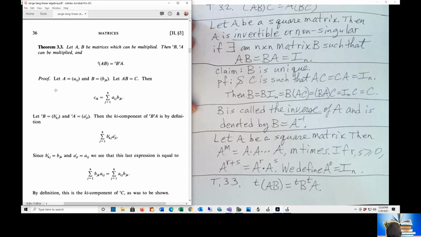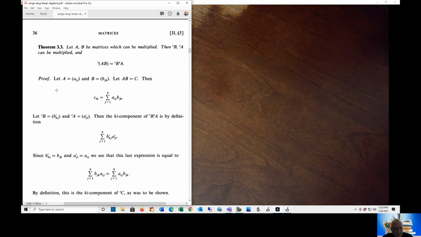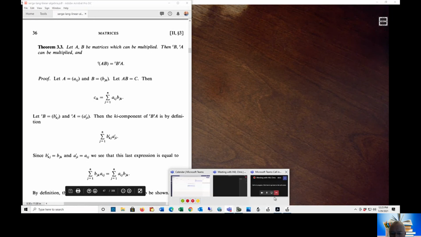And then we have theorem 3.3, which says, very importantly, that the transpose of AB is transpose B times transpose A. Now, the proof is very intricate. Later on, when we do inner product spaces, we're going to have a one or two line proof of this. So I'm going to save it for later, and it will be a turn-in homework when we get to that chapter. But the transpose of the product is the product of the transposes in reverse order. And so that concludes our video for week number 4.